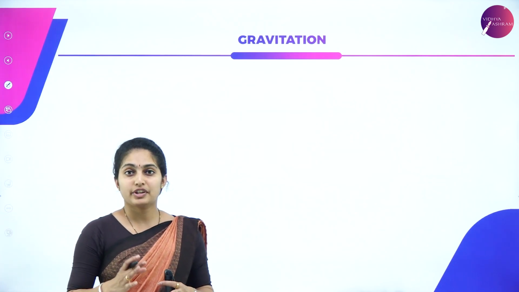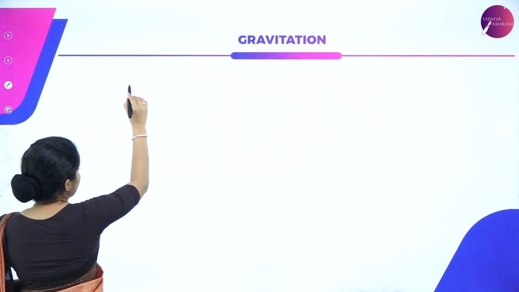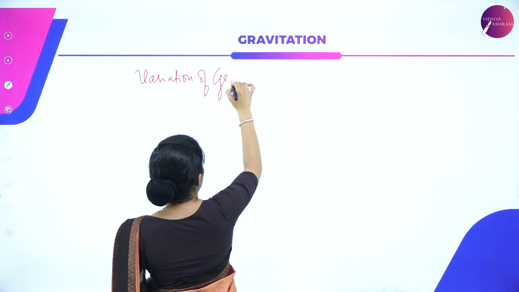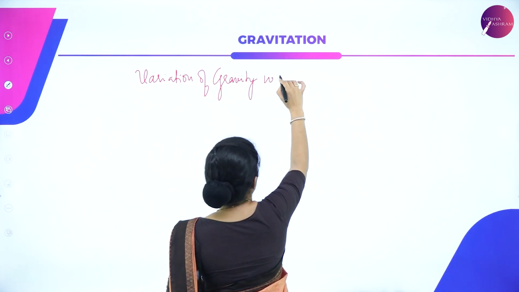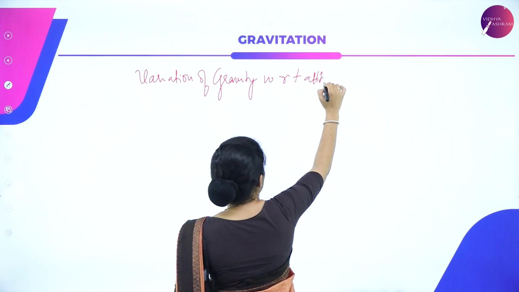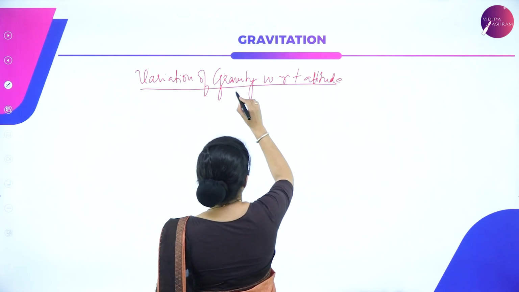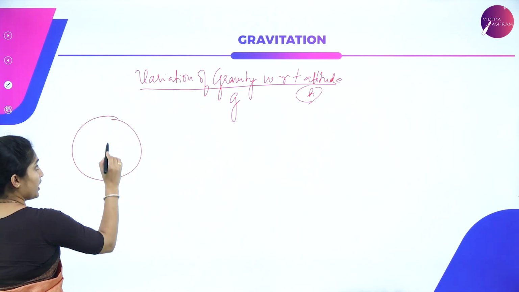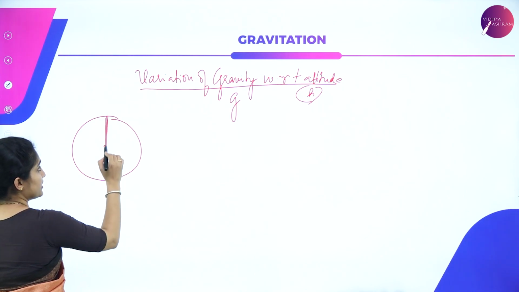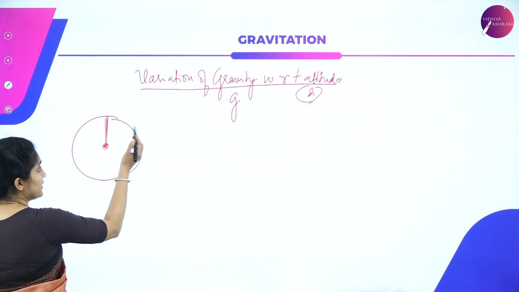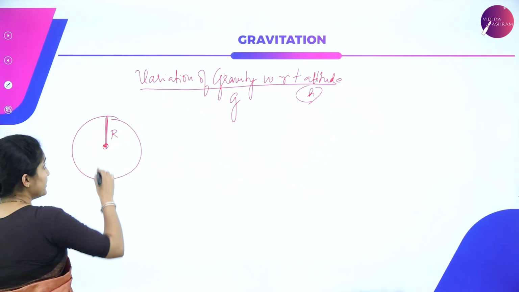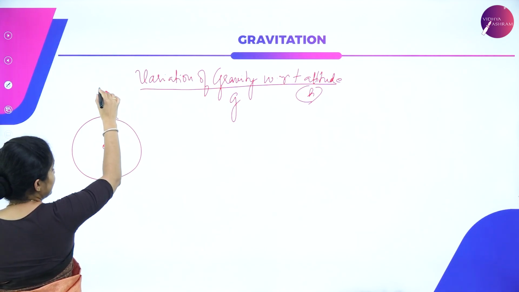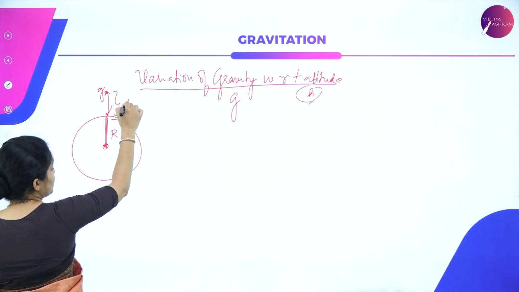Now let us study the variation of gravity with respect to altitude, that is g with respect to the height. Suppose there is the earth and gravity acts at this radius, and let us call this radius r, the radius of the earth. Suppose we have to see what the acceleration due to gravity is at this height, and this height is h.